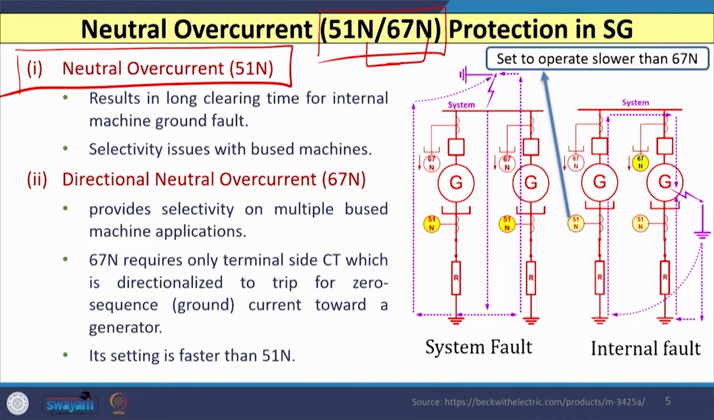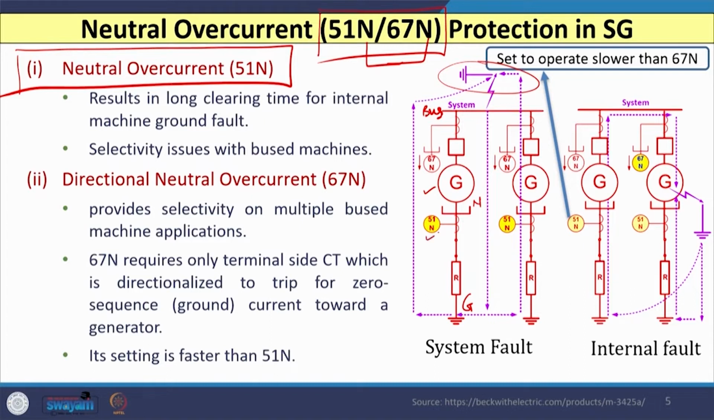To understand that, let us consider a figure which contains the generator with its neutral connected through some resistor. So, this is the neutral of the generator which is connected to the ground. It is further connected to the bus bar. So, you have some bus here. Now, if a fault occurs somewhere outside this generator winding, here, then you can see that the fault current is going to flow like this or it is going to flow like this.